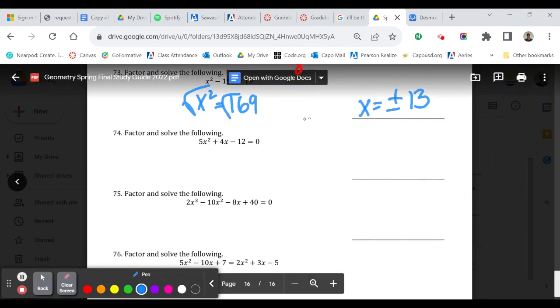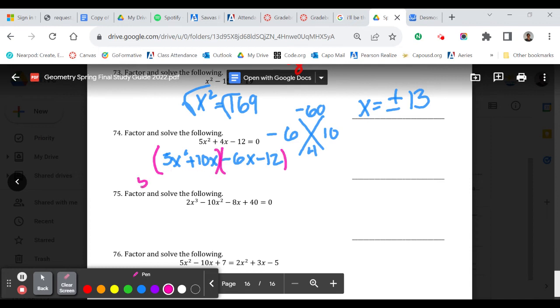This is split the middle term, so 5 times negative 12 is negative 60. We have 4. So what two numbers multiply to negative 60 but add to a positive 4? I'm thinking negative 6, positive 10. So we're going to break this into 5x squared plus 10x minus 6x minus 12. And we're going to factor by grouping.